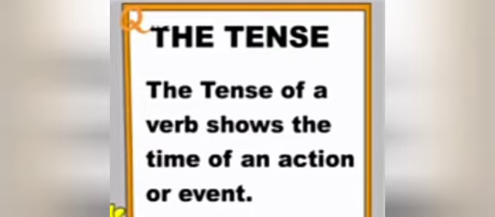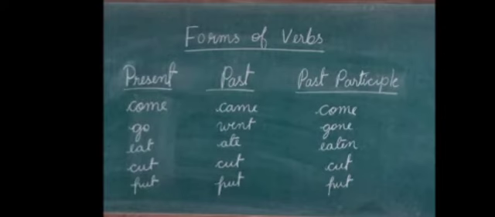Now, since you know about verbs, let me tell you about forms of verbs. Basically, verbs are in three forms: present, past, and past participle. Now, if I talk about the first form of the verb in present, that is eat, then comes the second form of the verb, that is ate, and then the past participle, the third form of the verb, that is eaten. Same with the other action words.